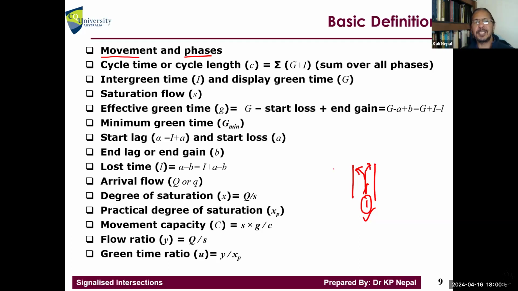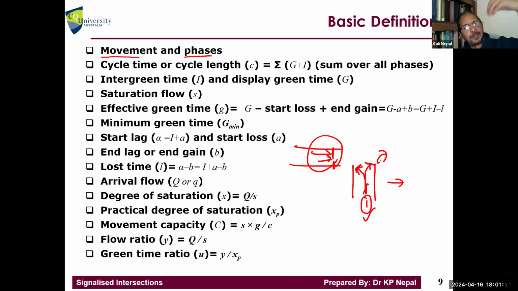And phasing means, let's say, some of the traffic movements we stop, and then we allow the others to go. So that's one phase. In the next phase, we stop these and then allow the others to go. In sequence. So on completion of all phases, you are back to your original position. That is a cycle, what we call cycle time or cycle length.